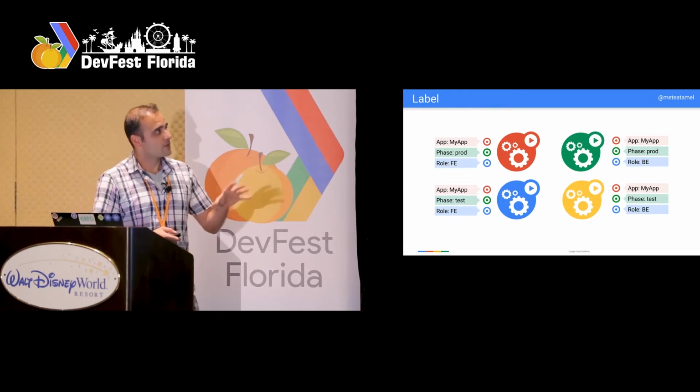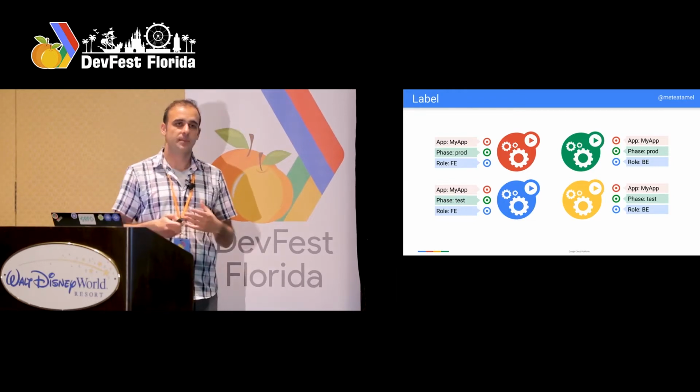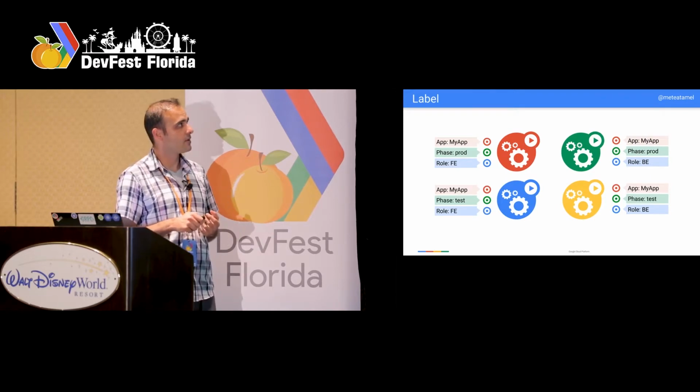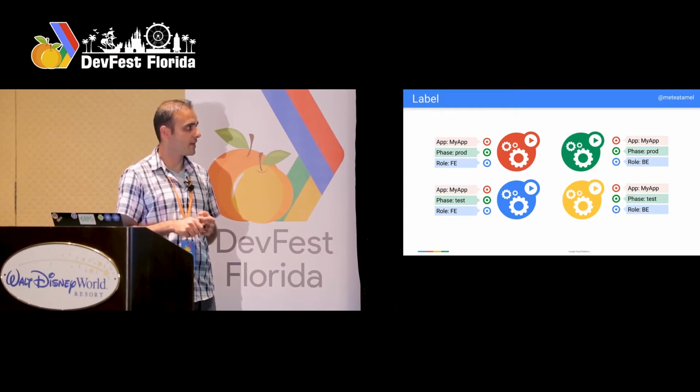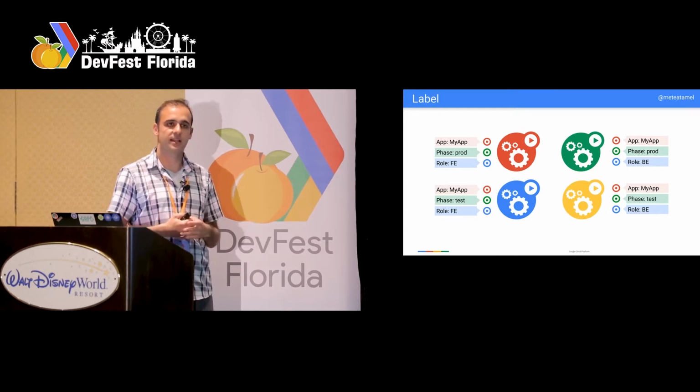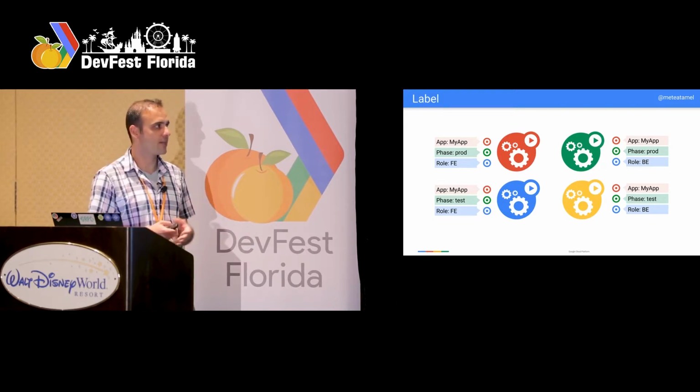And then once you have your pods, you can label them. And you can label them as you wish. For example, here we are saying we have a label app equals my app. We have another label called phase that has prod or test as values. We have another label called role, front end, and back end. So you can attach as many labels as you want, depending on what kind of application you have.